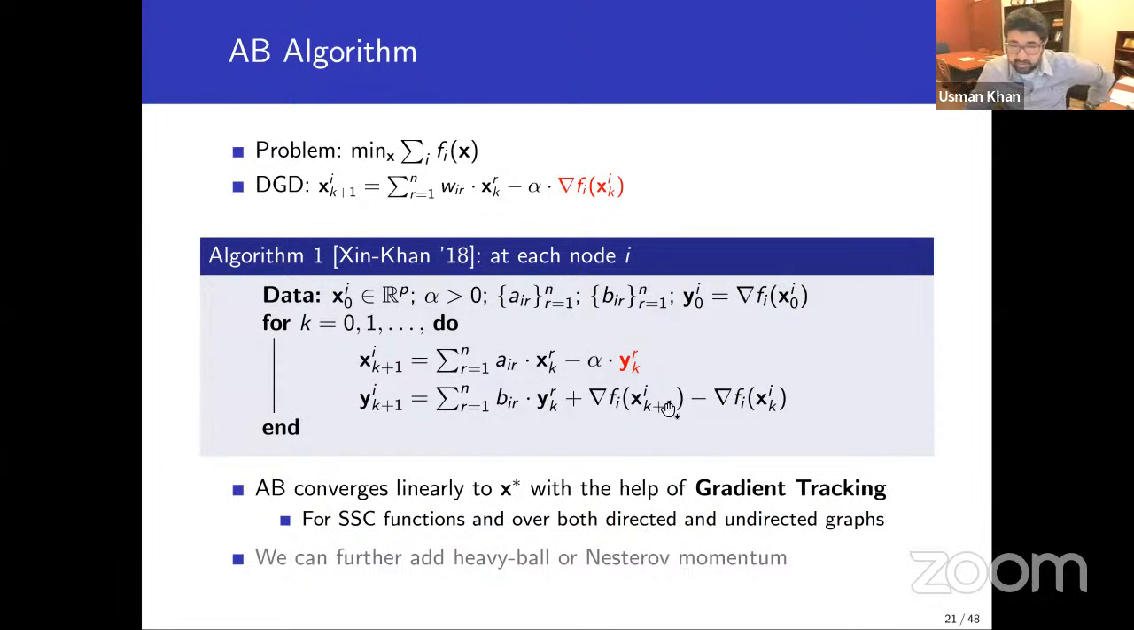We have further added momentum to it. You can add a heavy ball based Polyak momentum here. You can add a Nesterov momentum here, and then we can show, at least in experiments, that the convergence is accelerated.